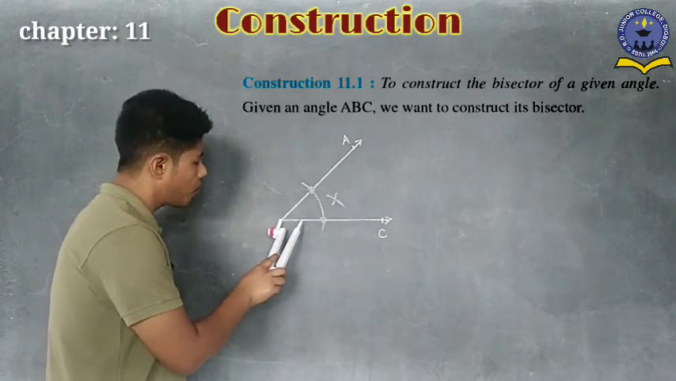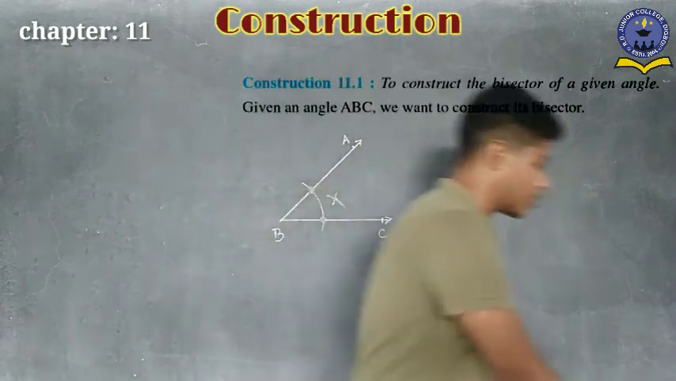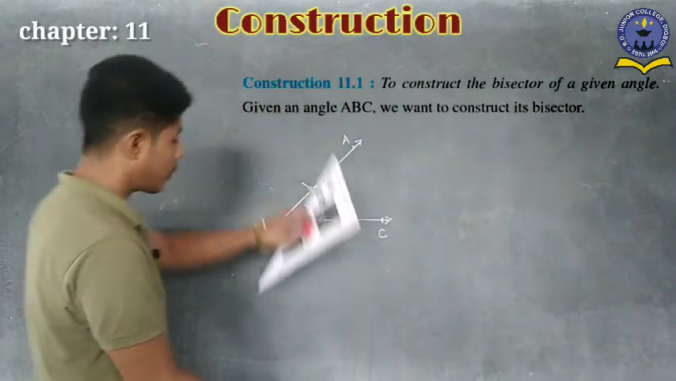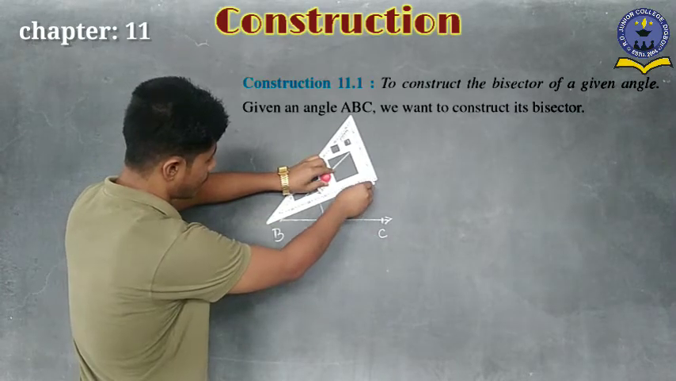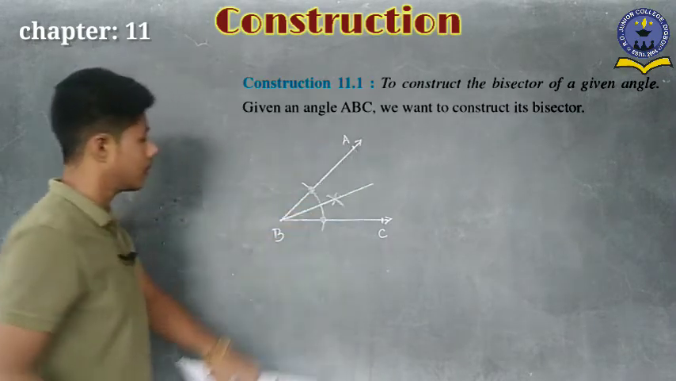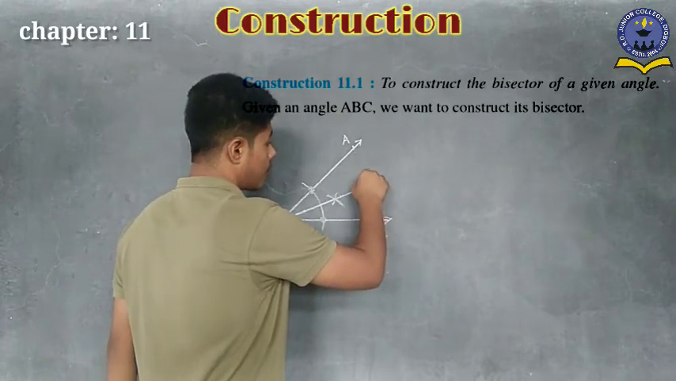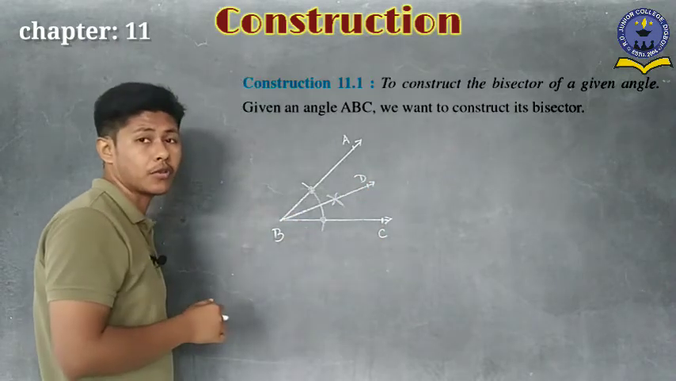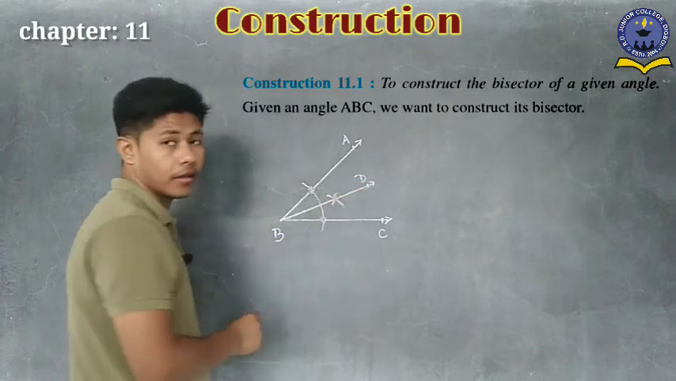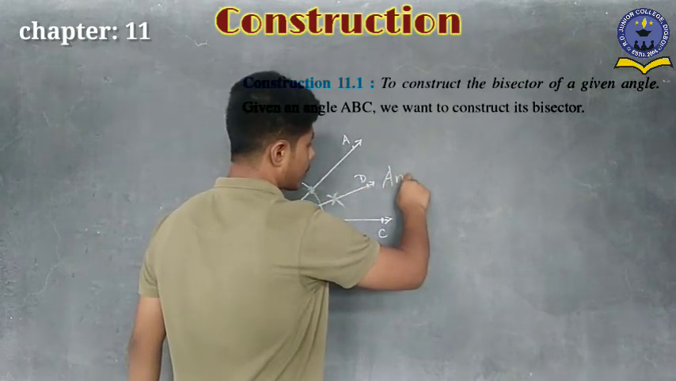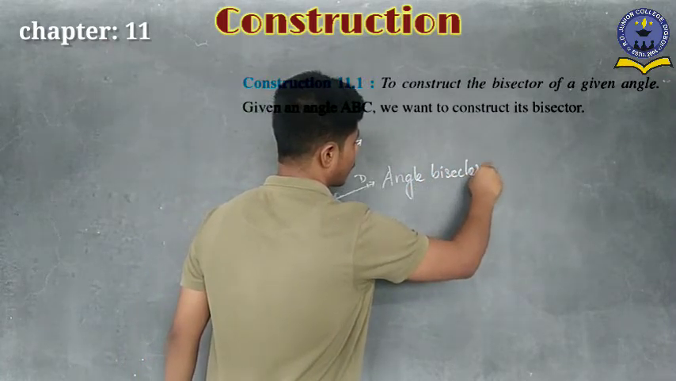Now we have to join B to this intersecting place. Is it clear? So if we join these two, let's see what we get. You see, if we join, we get this type of line here. Now suppose we denote this line as D. This line is known as the bisector, the angle bisector. Is it clear? We have to find the angle bisector.